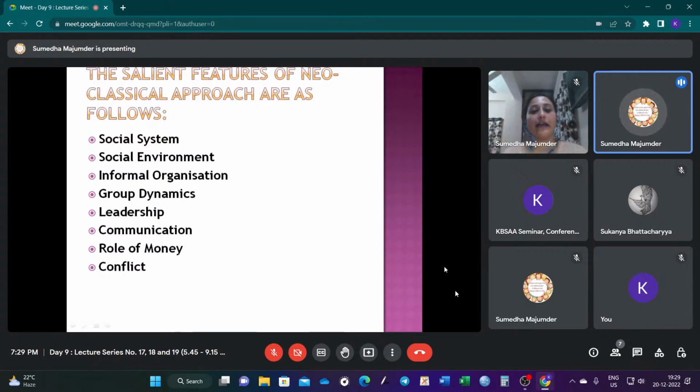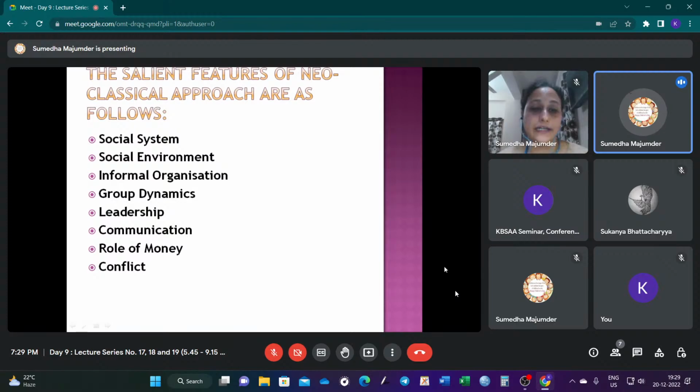And the role of money and conflict is also a very important part. The role of money is also a finding of the classical approach, and the neoclassical approach also believes in the compensation structure, because we already know that for any worker working in any business or company, definitely the compensation structure should be proper.